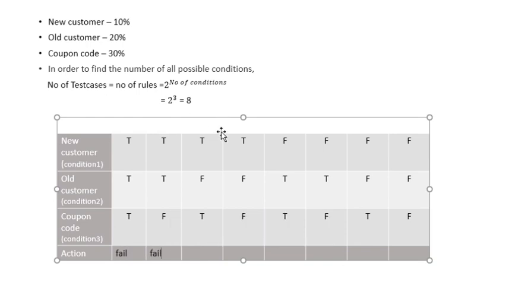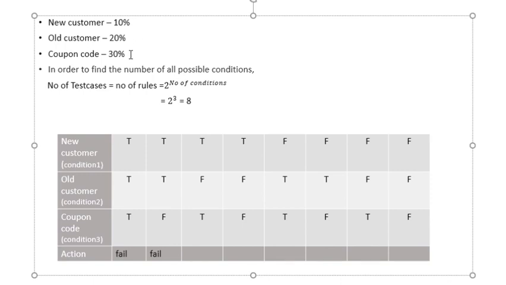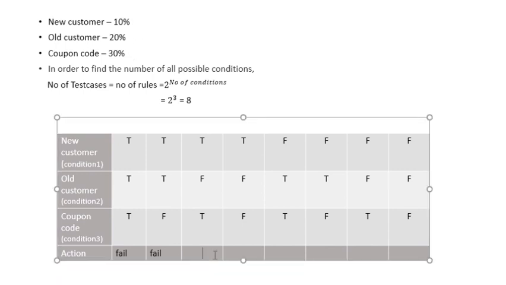Coming to the third column, new customer is true, old customer is false, coupon code is true. For a new customer we are giving 10% discount and for a customer with a coupon code we are giving 30%, so it is a 40% discount. Coming to the fourth column, we have new customer as true, and coupon code as false, old customer is also false. So here we are giving only 10% discount. And the fifth column, we have an old customer and a coupon code. So we have 20% and 30%, where we have to give 50%.